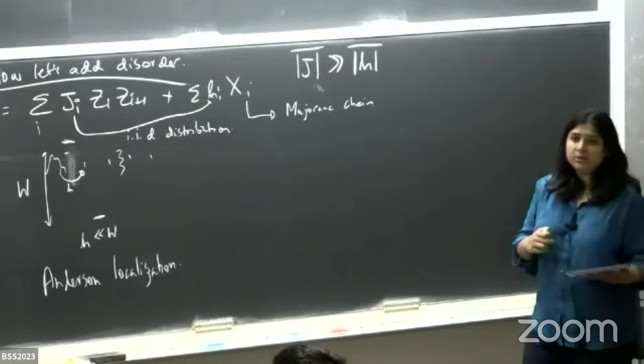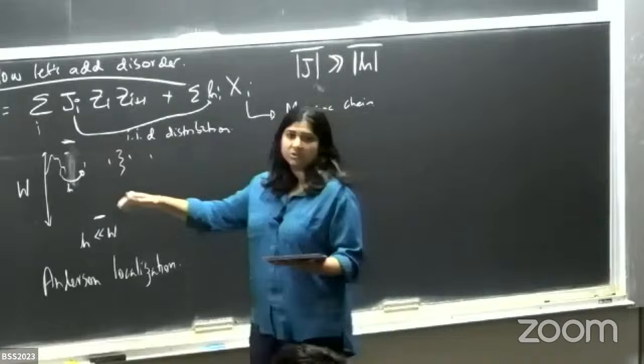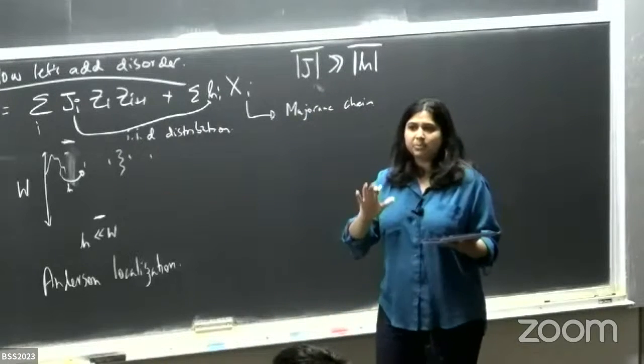Weak localization is about interference. For strong localization, in a divergent expansion, you have to worry about resonances, but that's okay.